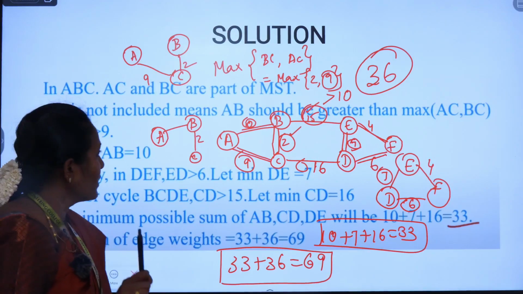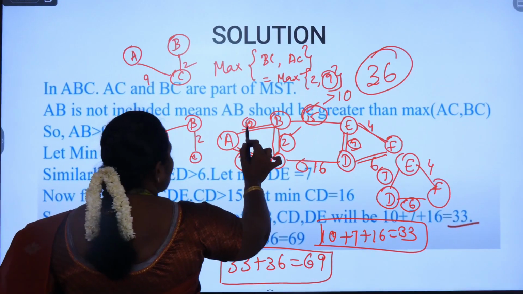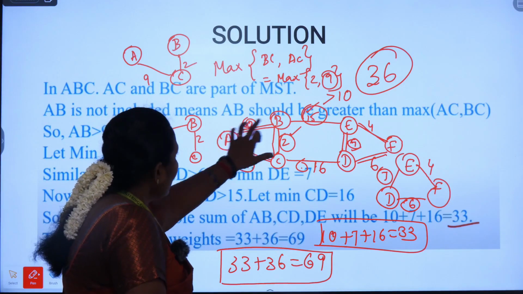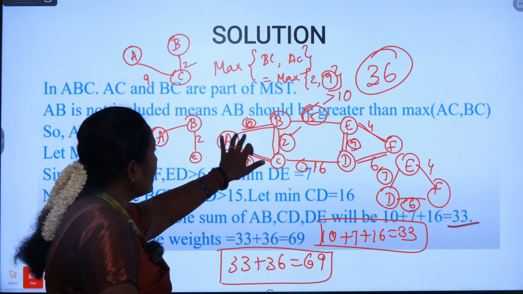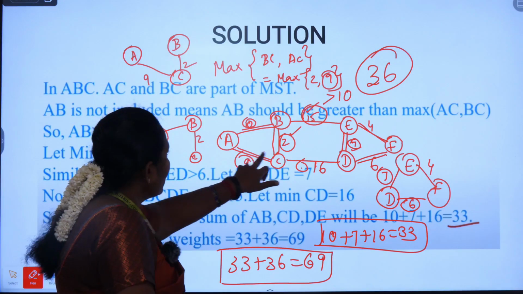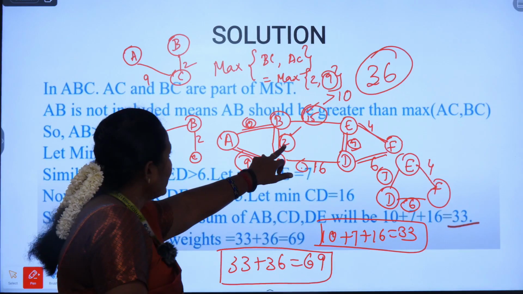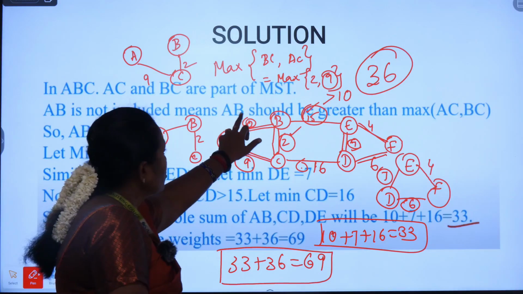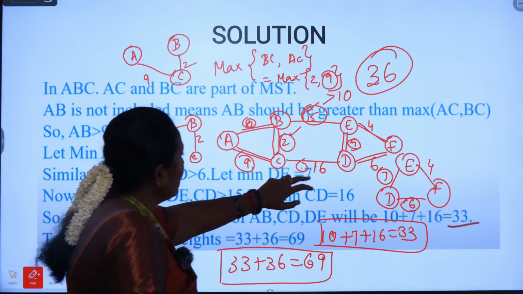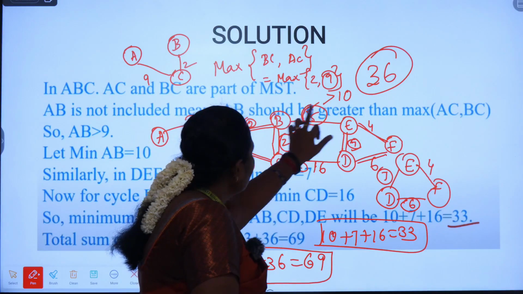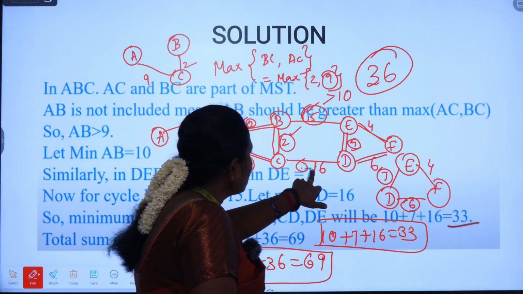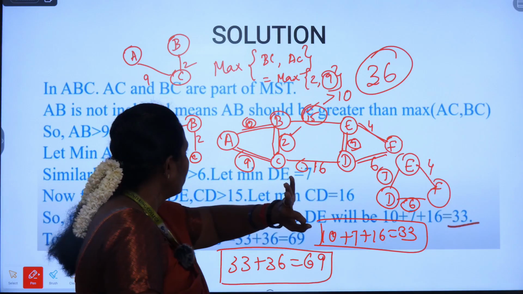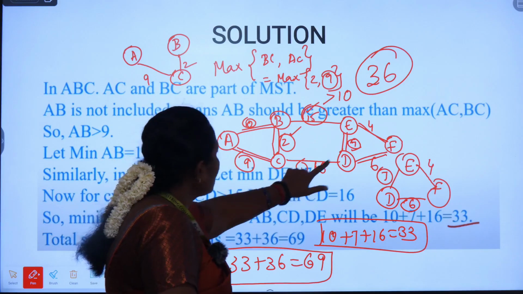Once again, I'm repeating: you don't know the weights for this one and this one. So first you consider A, B, C alone. For that you find the minimum spanning tree. The maximum value among these two edge weights, 9 and 2, is 9. Greater than that 9 is 10. So you are taking A to B as 10. Similarly, you consider this graph and then this graph. So you got 7 and 16. So in total we have found 3 edge weights, that is 10, 16 and 7.